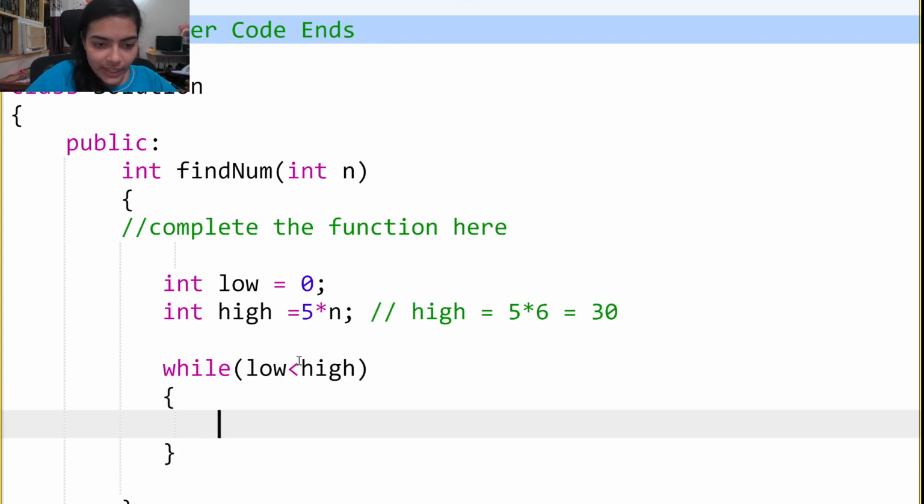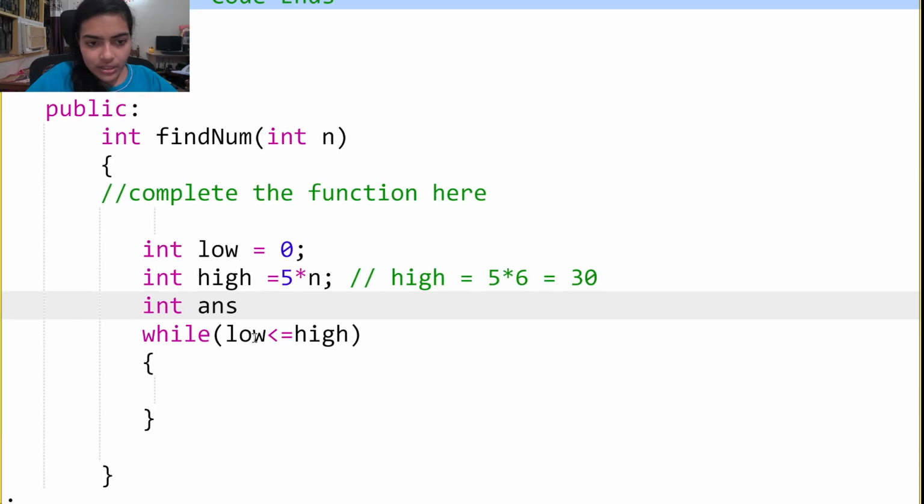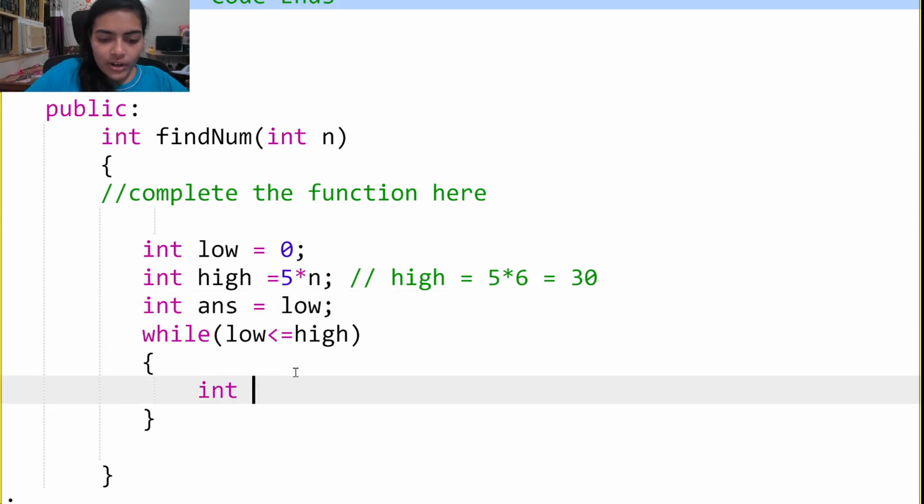While low is less than equal to high, we can have an answer variable which is going to store our answer. Initially you can give answer equal to low, for example, as we are starting. Now let's calculate the mid. Mid is nothing but low plus high by 2, right? As usual.